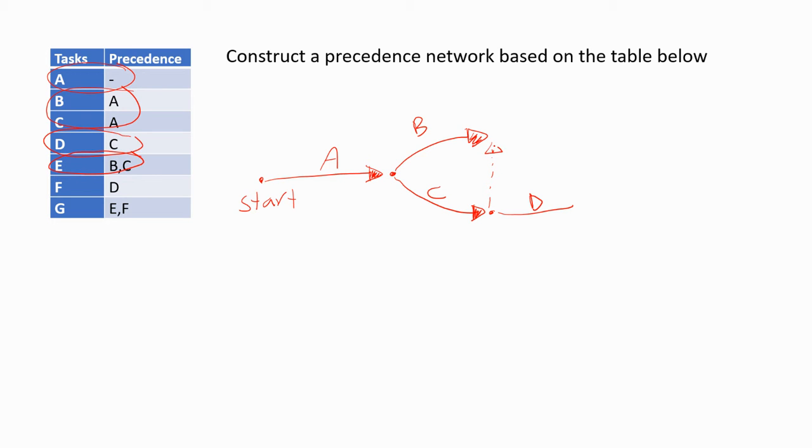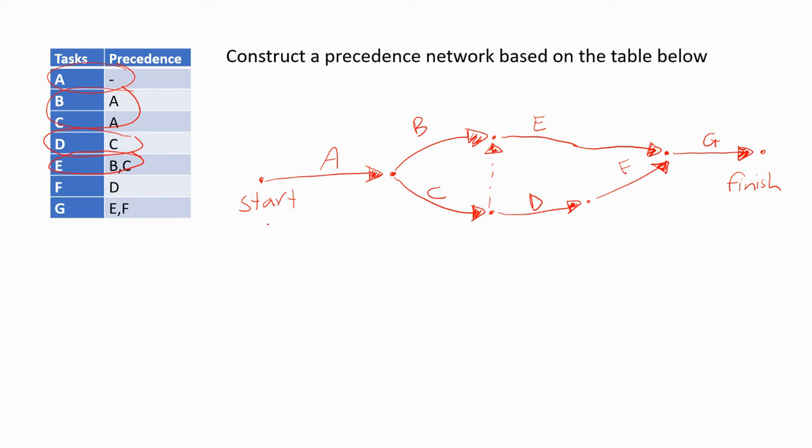I did it in a dash there. This is where task E is going to go. There we go. And task F happens after task D. So we'll finish off task D there. Task F happens here. And task G happens after both E and F. So we can finish both of these off. We'll put a node there. And task G happens at the very end. And then we can identify our finish.